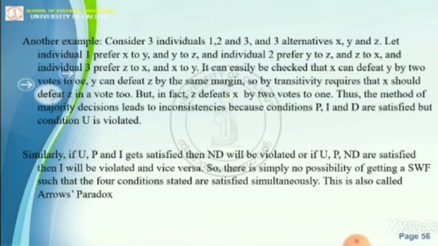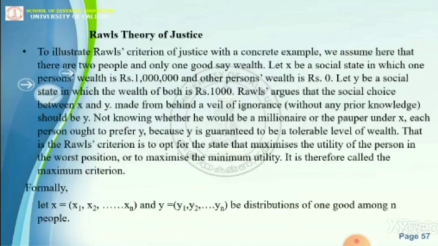Thus the method of majority decisions leads to inconsistencies, because conditions P, I and D are satisfied but condition U is violated. Similarly, if U, P and I are satisfied, then ND will be violated, or if U, P and ND are satisfied, then I will be violated, and vice versa. So there is simply no possibility of getting a SWF such that the four conditions stated are satisfied simultaneously. This is called Arrow's paradox. You saw that doing all of them simultaneously is very difficult. Next is Rawls' theory of justice.